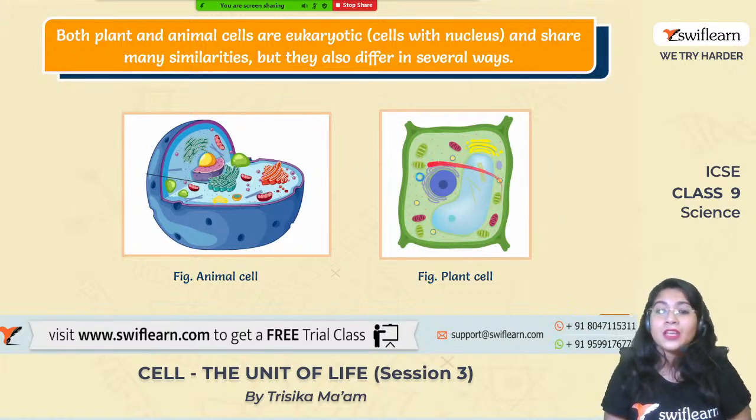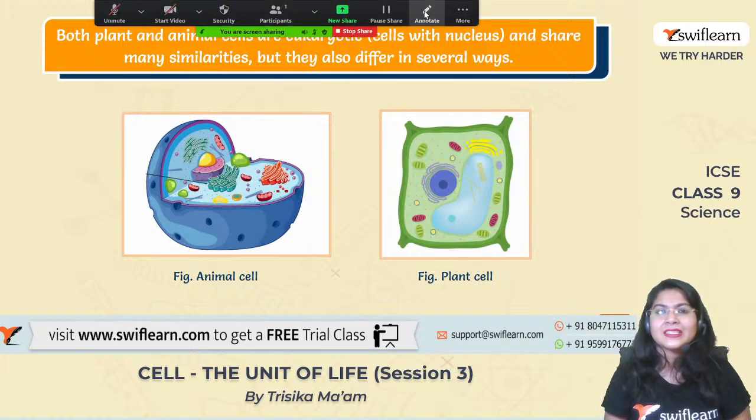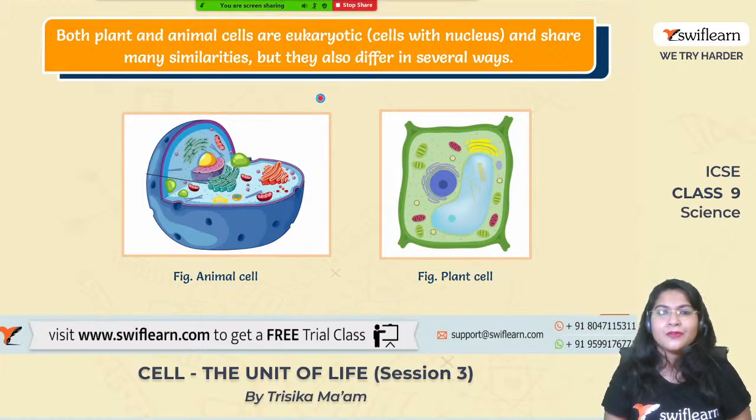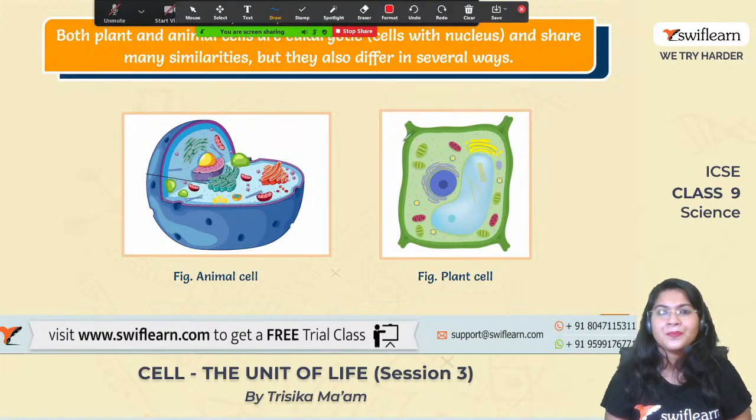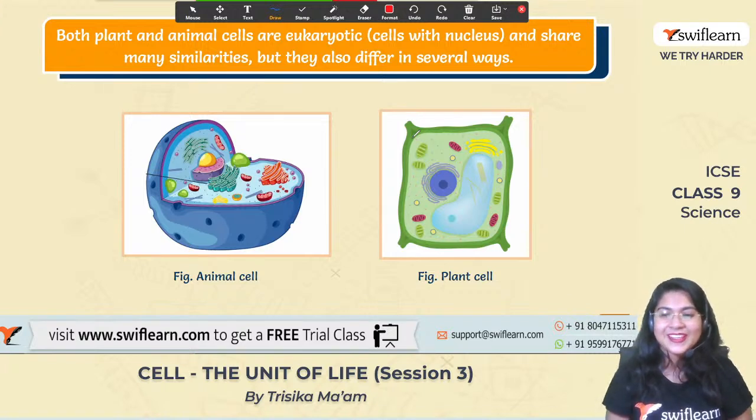So from here, can you find any differences between the plant cell and the animal cell? Anybody? Yes. Anybody, can you find any differences between the plant cell and animal cell from here? Yes. Please write it down in the chat box then.